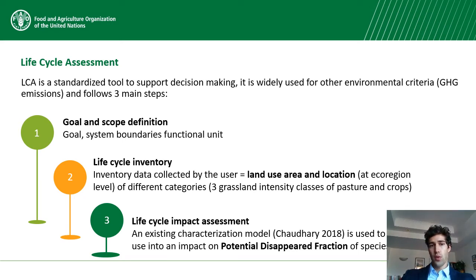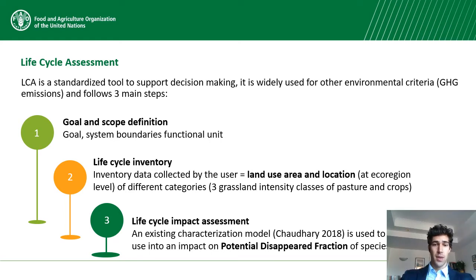It always follows those 3 main steps. The first one being the definition of the goal and the scope of the assessment. Then life cycle inventory, so the collection of inventory data. And in the case of biodiversity, those inventory data are quite simple. They are the area and the location of different land use categories. In that case, 3 intensity classes of pastures and of crops.